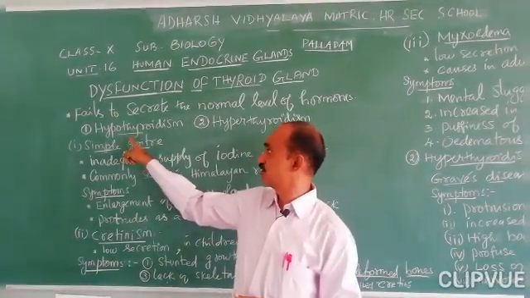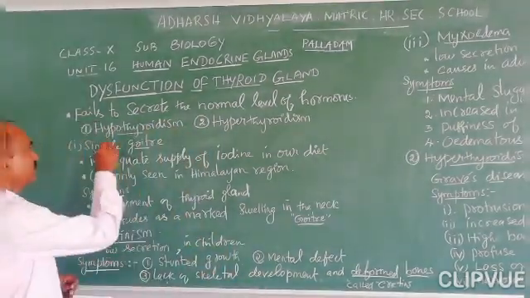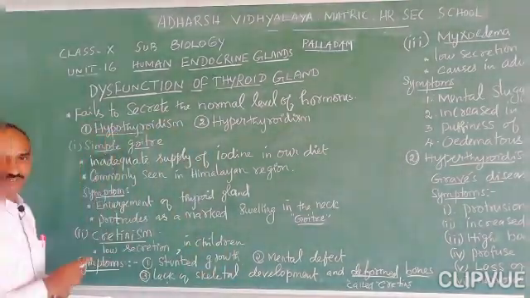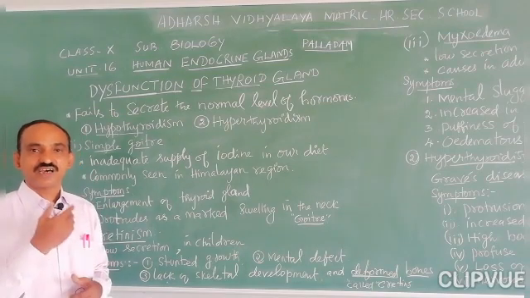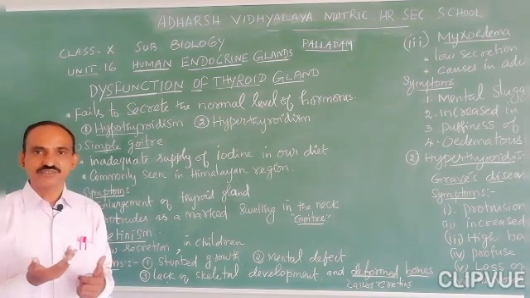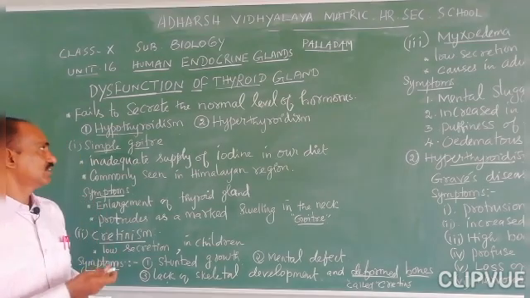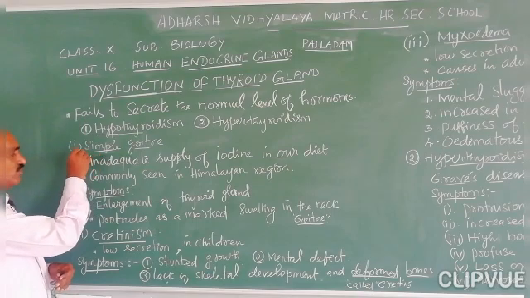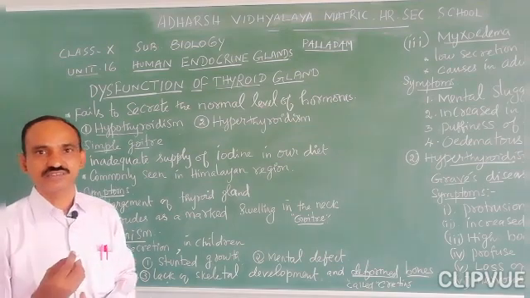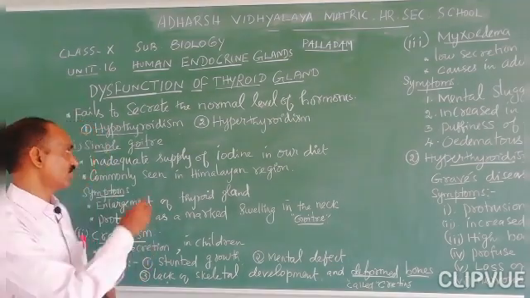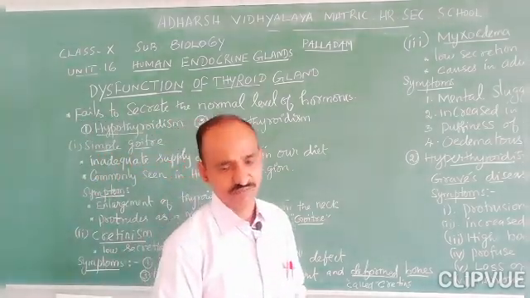First we can see about hypothyroidism. Hypo means less or low secretion, under secretion. Normally the thyroid gland secretes hormones, and when secretion is less than normal, it causes the first disease, called simple goiter. How does this simple goiter occur?